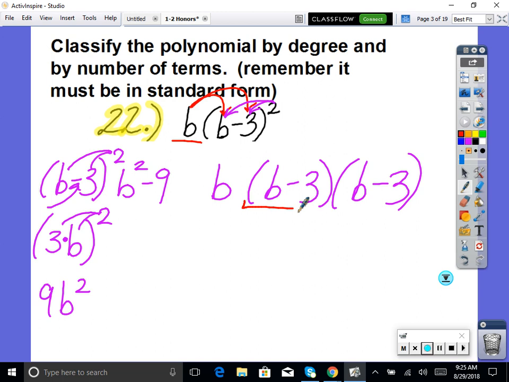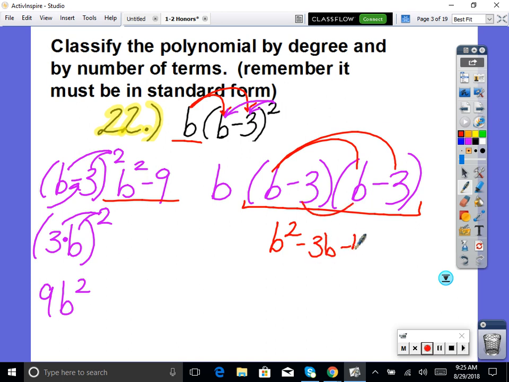Now, if we multiply this out, you're going to see it is not this. So let's multiply it out. B times B is B squared. Minus 3B. Minus 3Bs. Correct? And then plus 9. So what we have here is B squared, those become minus 6Bs, plus 9. Look, they're not the same.